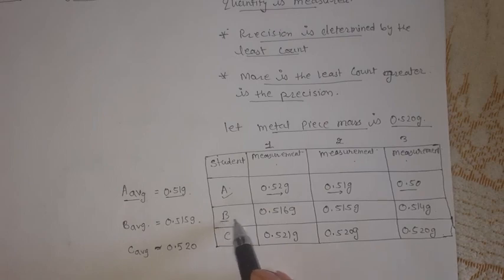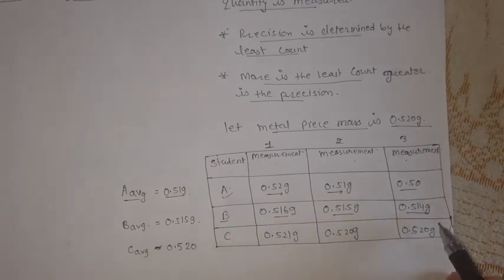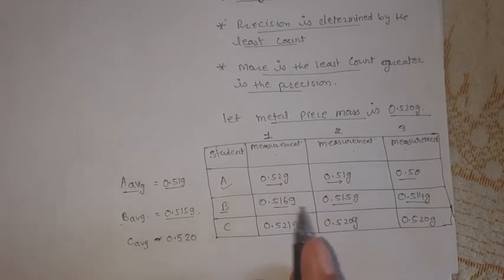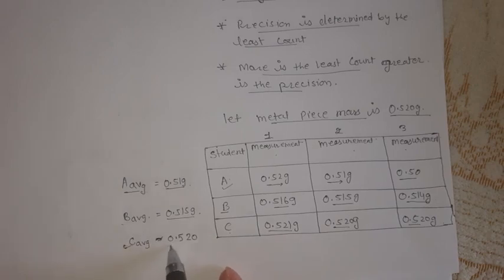While B is doing his measurement, he got 0.516, 0.515, and 0.514, and the average value is 0.515 gram. While C is doing his measurement, he has taken three readings. One is 0.521, another is 0.520, and the third is 0.520. So the average value is going to be 0.520 gram.